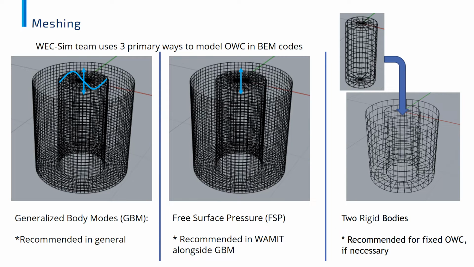So as a quick summary of all the available modes, the one that we recommend in general is to use the generalized body mode. This is available in some open source boundary element method codes, so this would be our recommended approach. If you happen to be using WAMIT, free surface pressure should actually be a numerically identical formulation, at least for the heave mode of the internal free surface. We only recommend using the two-body approach if you have a fixed oscillating water column and you can only be concerned with the motion of the internal free surface and not the surrounding geometry.